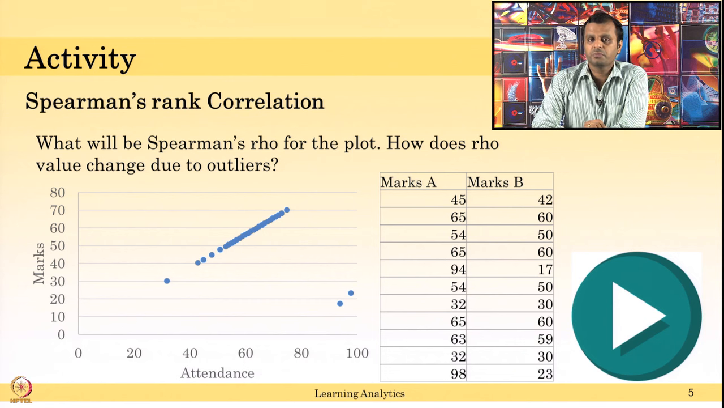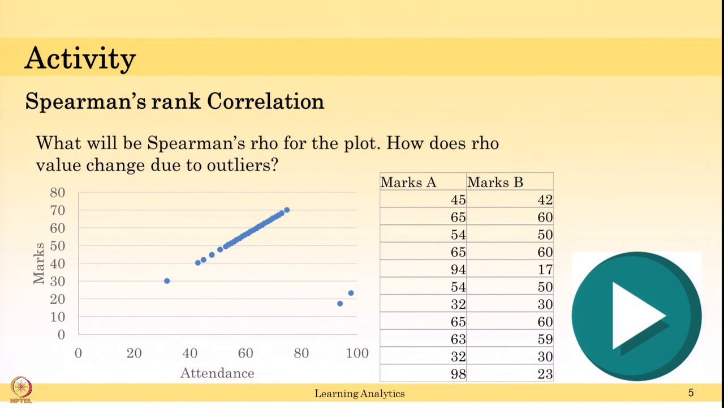Now, don't need to compute it mathematically, can you predict or guess what will be the Spearman's rho for this plot? Also, what will be the R value, the Pearson's correlation coefficient value of this plot, and how it will differ? Can you guess it? And how it will vary for the outliers and everything? If you have done that, please resume the video to continue.